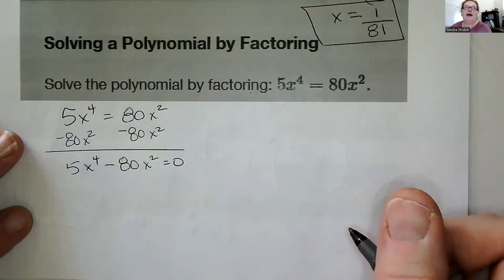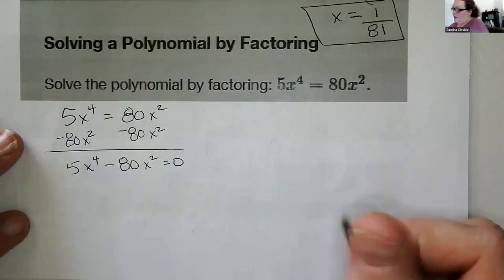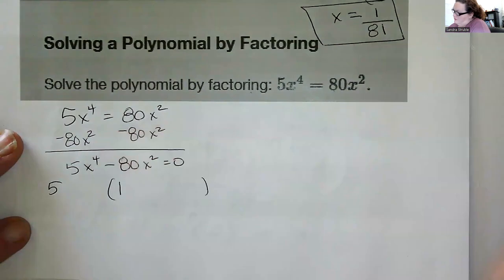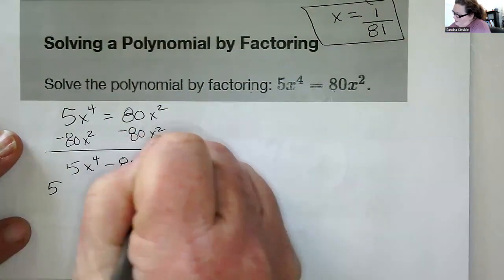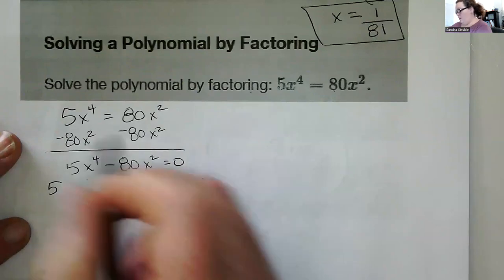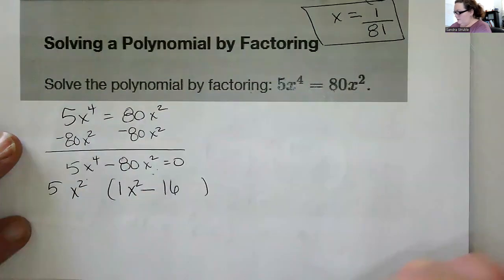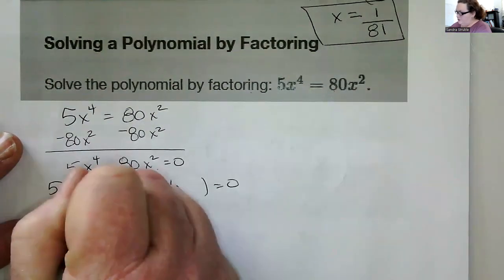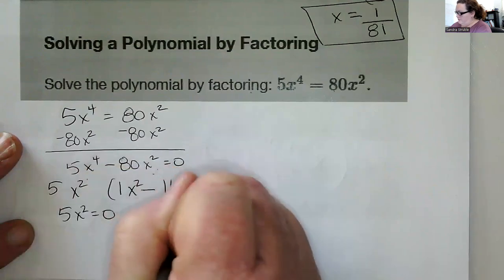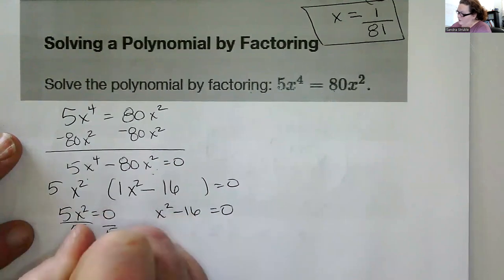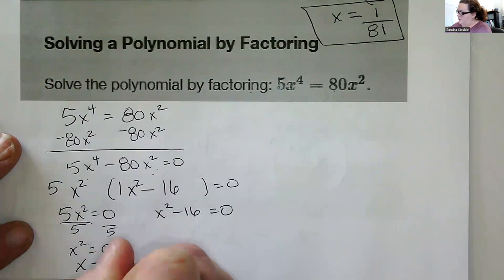Well, what do they have in common that I could factor out? 5 goes into both of the numbers, the 5 and the 80. And that leaves me with a 1 and what is that? 20? 16. And we could also factor out an x squared. And that would give us an x squared here and nothing there. Set each of these equal to 0 and solve. Divide both sides by 5. x squared equals 0, so this is just going to be x equals 0.